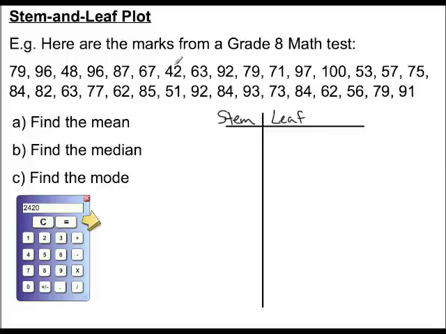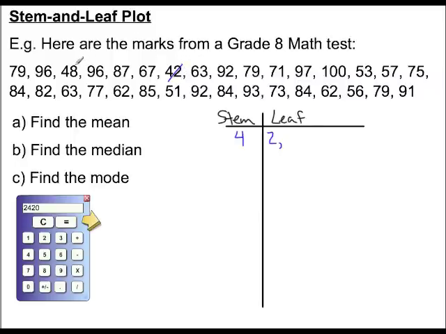So to do this, we're going to take the first digit in this number, in this case the 4, and write that in the stem. So 4 is our stem, and the 2 is the leaf. So this is how we write 42 in a stem and leaf plot. So it's read as 42. And we're going to cross that out so we don't write it in again after we've finished with it.